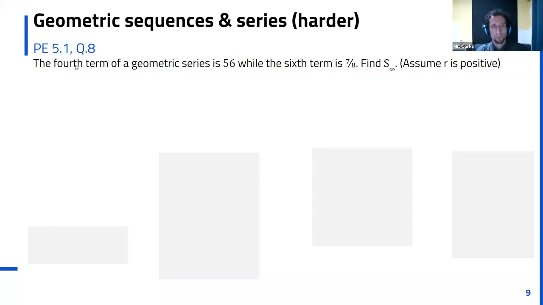So I have this situation. The fourth term of a geometric series is 56, and the sixth term is 7 over 8. And we want to find the infinite sum. And we're going to just cheat here and assume that our R value is positive. What do you think we could do? We have to make up an equation. Okay, tell me an equation. Tell me one of them. A4 is equal to 56. We have that.